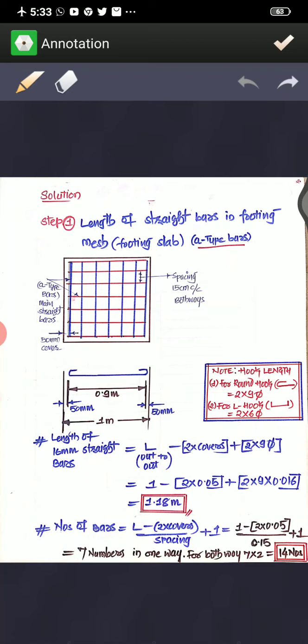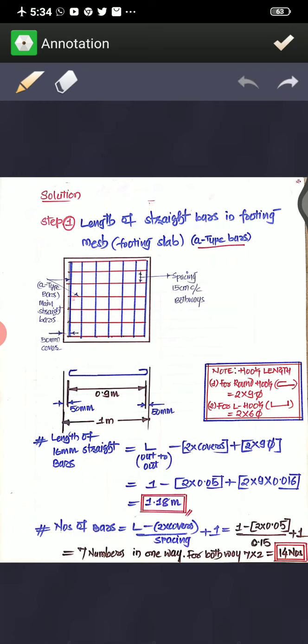Now you are supposed to determine the number of bars, as the spacing is given. Here you can see the number of straight bars is the total length minus 2 covers, divided by spacing, plus 1. So it is going to give you the number of total bars. Here I have written that calculation: 1 minus 2 into 0.05, divided by 0.15 which is the spacing, plus 1. It is going to give you 7 numbers.